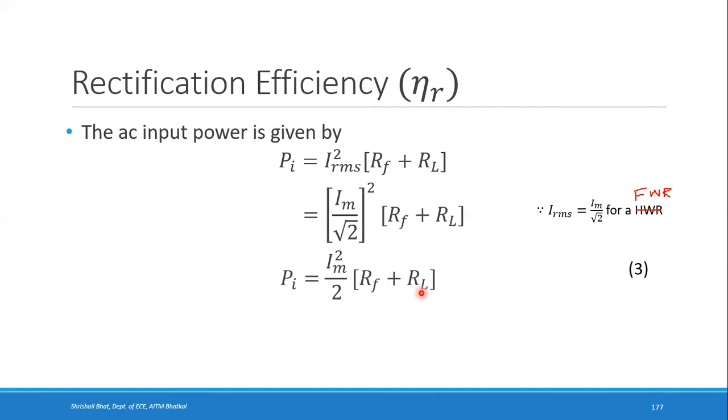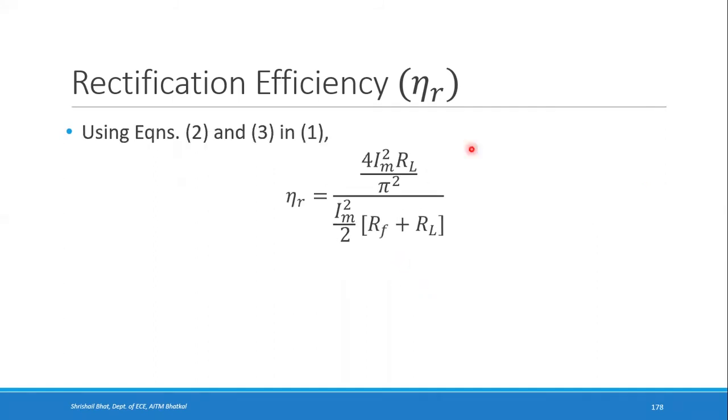If I substitute these two in equation number 1, that is efficiency is PDC divided by PI. PDC is 4 Im square RL divided by pi square. PI is Im square by 2 into RF plus RL. Im square and Im square is common. I can cancel them. Then there is 1 by 2 in the denominator. If I take it up, it will be 2. So 4 into 2 will become 8 divided by pi square into RL divided by RF plus RL. Right? So I'll get 8 divided by pi square into RL divided by RF plus RL.